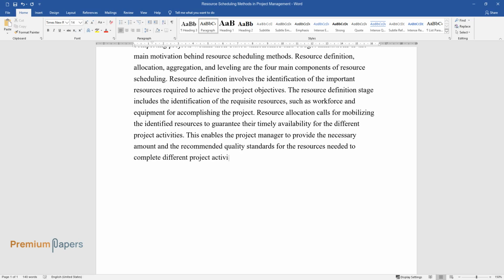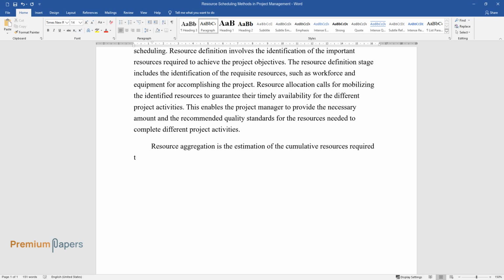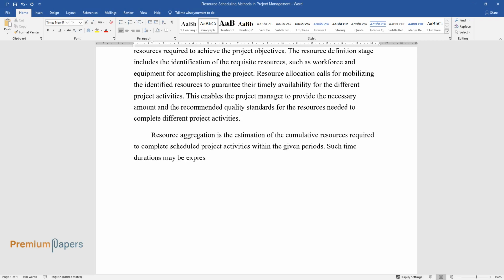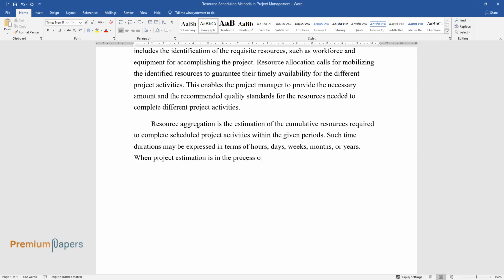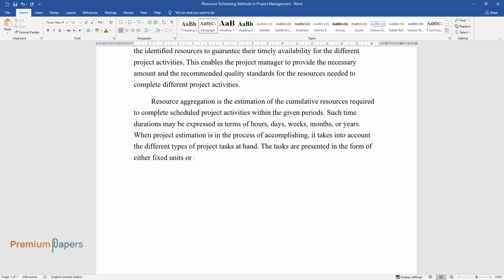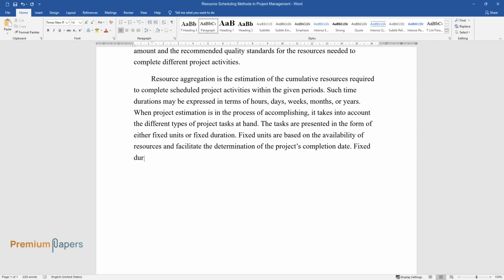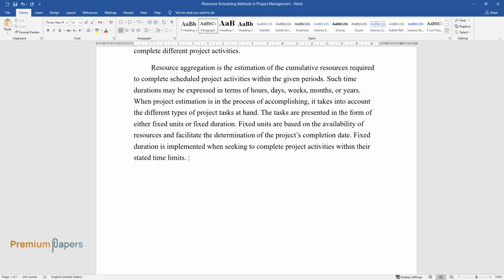complete different project activities. Resource aggregation is the estimation of the cumulative resources required to complete scheduled project activities within the given periods. Such time durations may be expressed in terms of hours, days, weeks, months, or years. When project estimation is in the process of accomplishing, it takes into account the different types of project tasks at hand. The tasks are presented in the form of either fixed units or fixed duration. Fixed units are based on the availability of resources and facilitate the determination of the project's completion date. Fixed duration is implemented when seeking to complete project activities within their stated time limits.